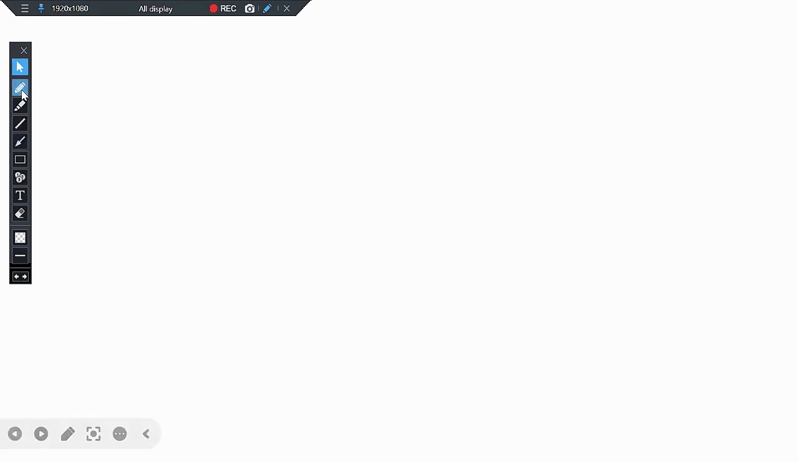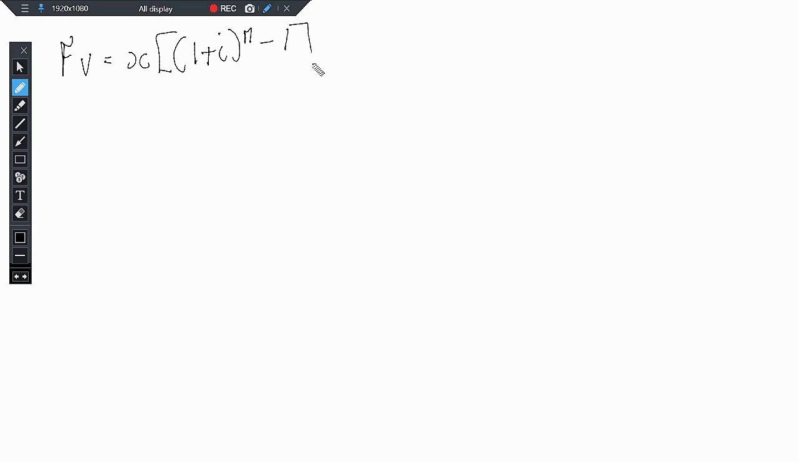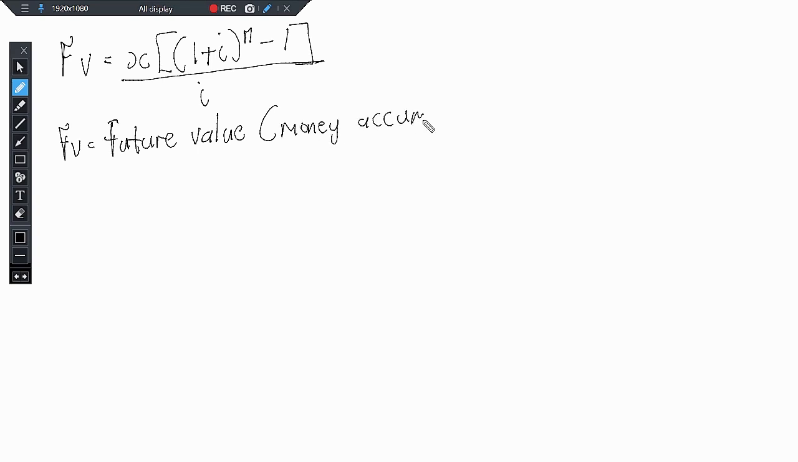Okay, so to start off with the lesson, let's look at the future value formula. So there we have it. And then to break it down, our FV, that's the future value. And then what is the future value? This is basically the money accumulated after the investment period.